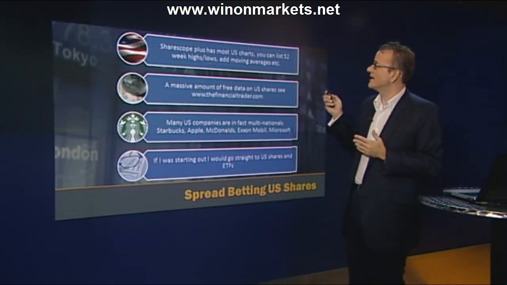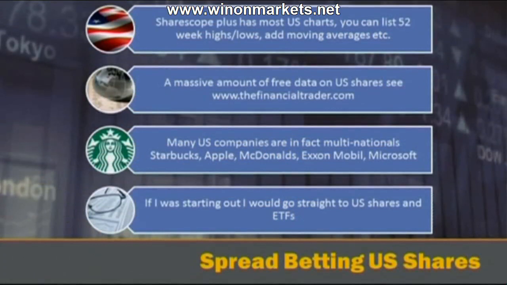ShareScope Plus, as I say, has most US charts. You can dice and slice the information any way you like. There's a massive amount of free data, especially in the US, and that's another reason why I want to push you more towards the US. On financialtrader.com, you have a password which came with your package on the cover letter. If for any reason you lose it, send me an email and I'll get a replacement. You've got links there and updates that you can get data from, especially the US.